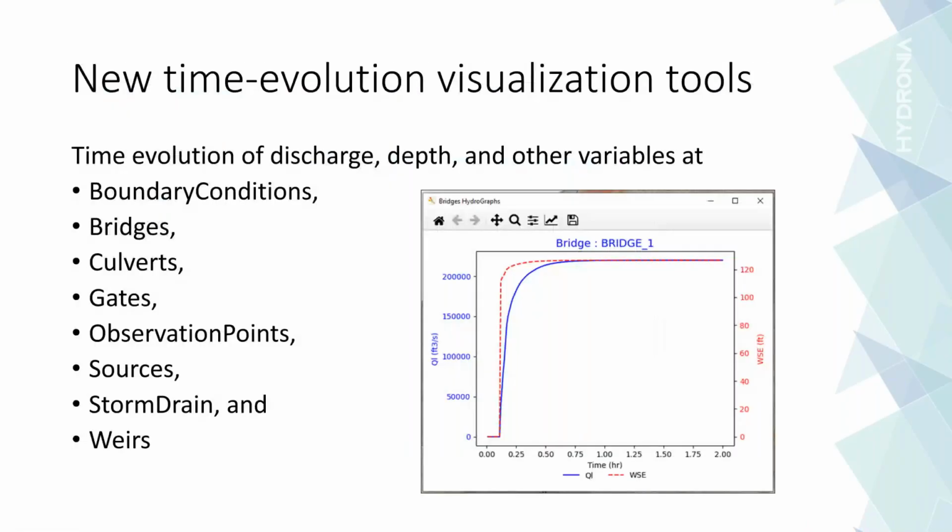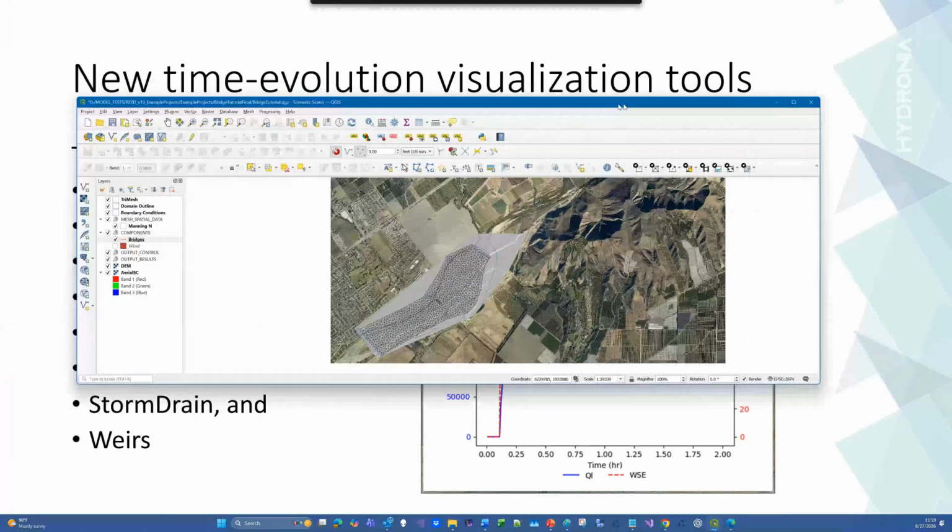Another new feature of the interface is the new time evolution visualization tools. I like this very much. I think it's one of the nicest features of the new version. It allows the time evolution of discharge, depth, and other variables at a number of layers: the boundary conditions, bridges, culverts, gates, observation points, sources, storm drain, and weirs. And let me show you. I think it's better to look at that in a live way. So let me bring out this example here.